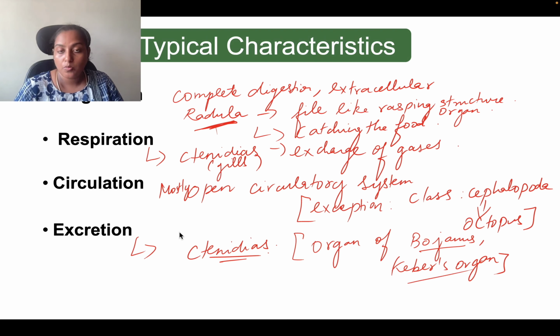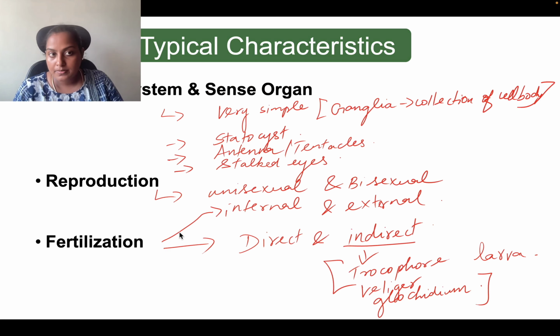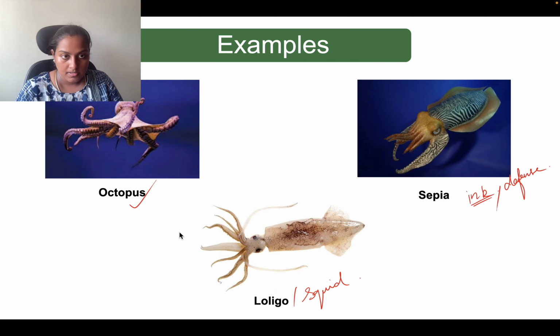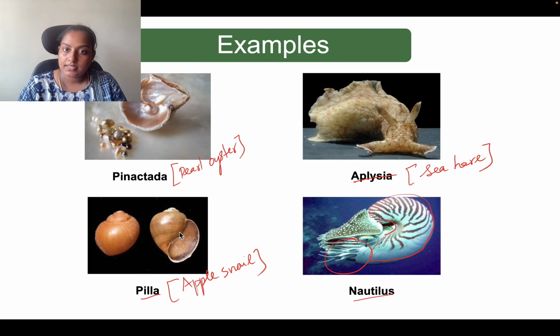And please know the exception. Most of them are open circulatory, except the cephalopods, which are the octopuses, which have a closed circulatory system. Nervous system, very simple. They have a collection of cell bodies, which is ganglia. And the sense organs: statocysts, tentacles, and stalked eyes. And yeah, reproduction aspect is given. Unisexual and bisexual. Internal, external fertilization, direct, indirect development. And the examples: octopus, sepia, loligo, Pinctada, Aplysia, Pila, and Nautilus.